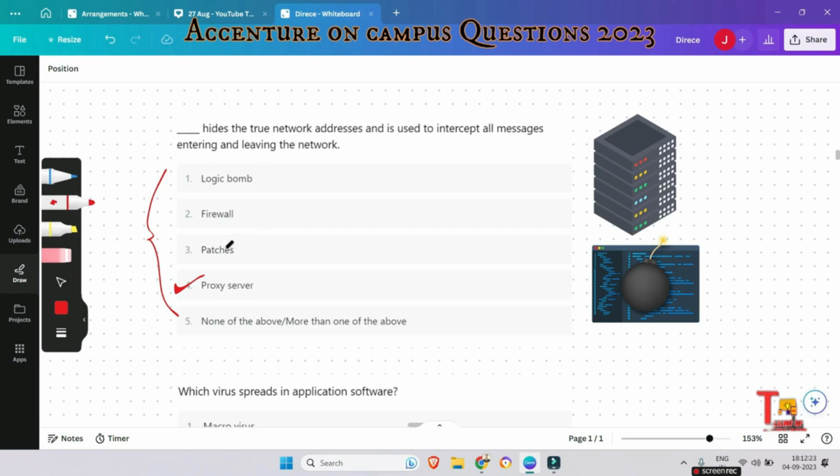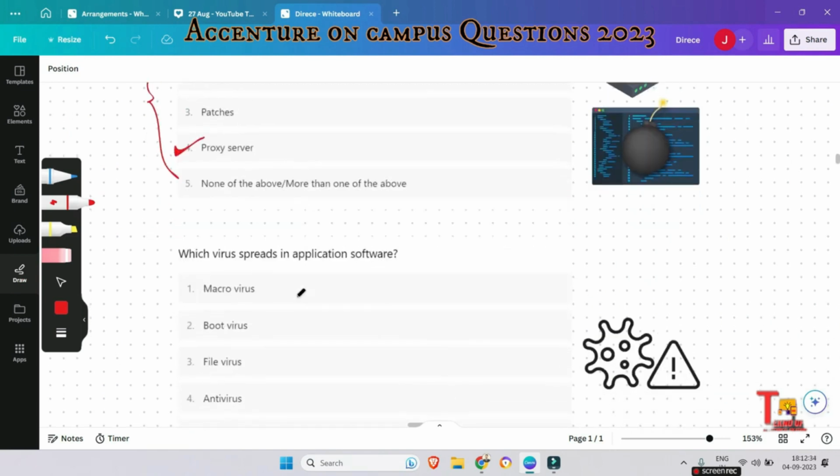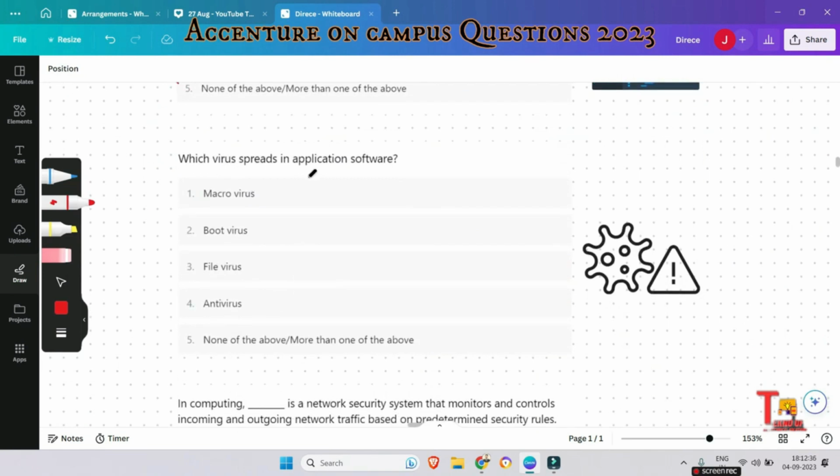Okay, and what are patches? A patch is a software update comprised of code inserted into the code of an executable program, right? So I hope you have got the answer. Okay, let's go to the next question: which virus spreads in application software? Macro virus, boot virus, file virus, antivirus. Okay, let me answer that.